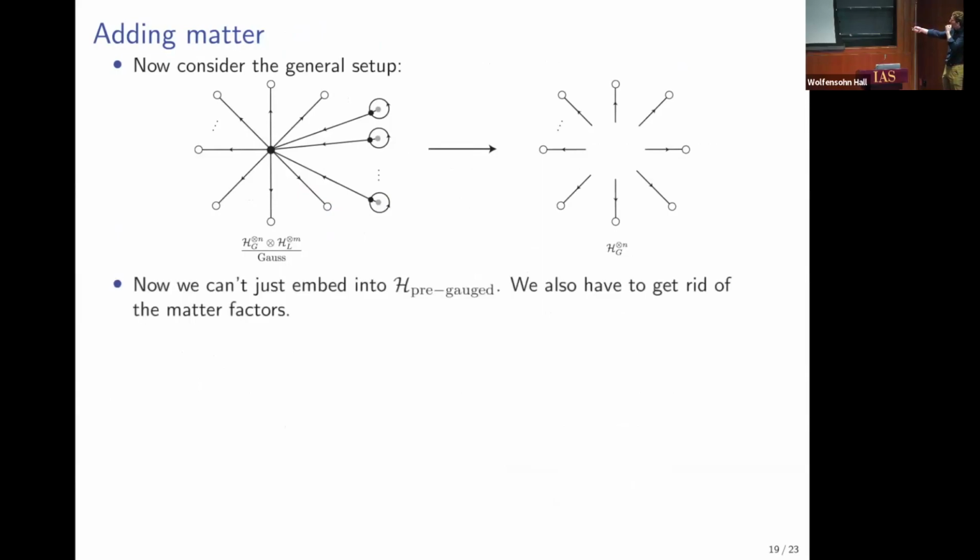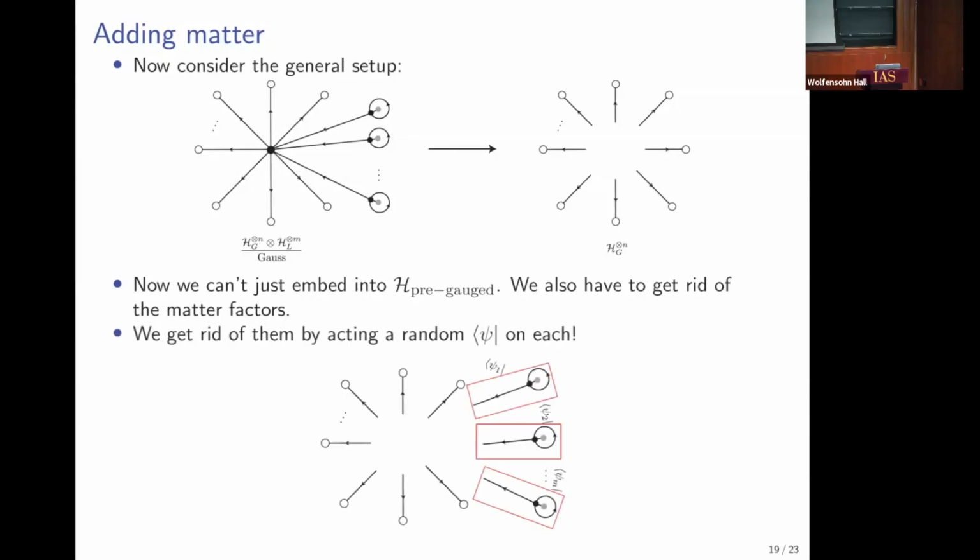We can't just embed this Hilbert space into its pre-gauged Hilbert space and call it a day, say that's our boundary Hilbert space, because the pre-gauged Hilbert space for this lattice is too big. It has these lollipop factors. We need to get rid of them in a way that is conducive to getting a holographic entropy formula. That's the trick.